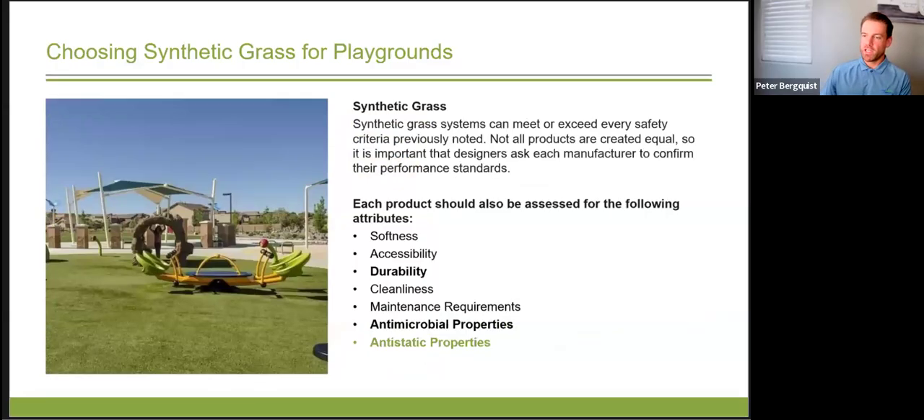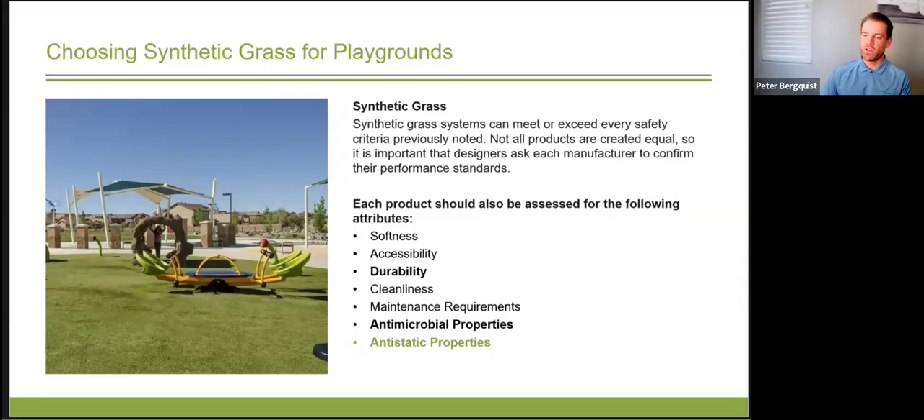Not all products are created equally. It is important to confirm product performance standards. So each product should be assessed for the following: softness, accessibility, durability, cleanliness, maintenance requirements, antimicrobial properties, and anti-static properties. If the product is manufactured with an antimicrobial technology, it can inhibit the growth of bacteria on the grass, and as the blades wear, even more antimicrobial action can be released. This adds an extra layer of protection.